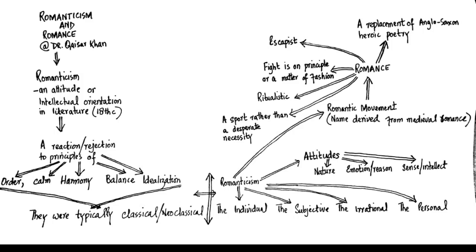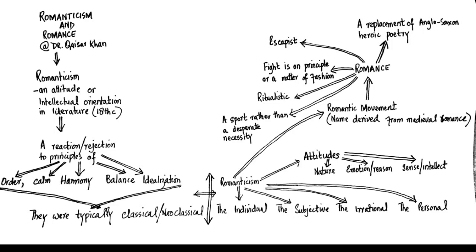When you try to identify this attitude, you come to know that it banked upon rejection of the principles of order, calm, harmony, balance, idealization, and also rationality. And why did they reject these notions? They were actually typical of classical literature before the arrival of romanticism. So we see that before the arrival of romanticism, there was order, calm, harmony, balance, idealization, and rationality advocated by the literary figures.